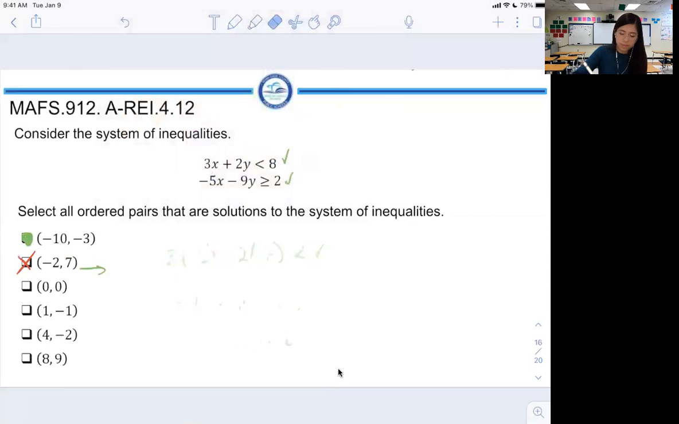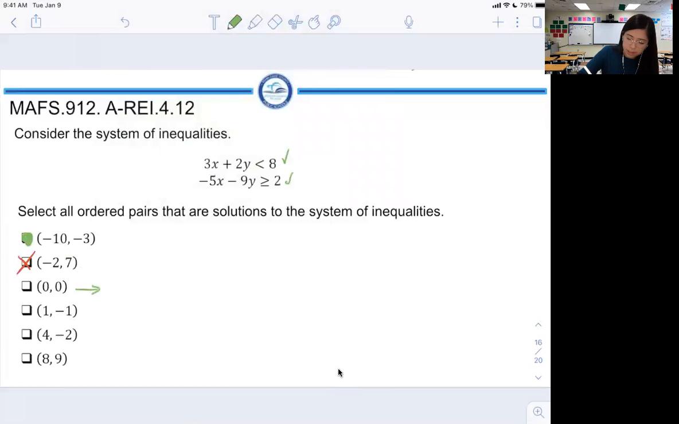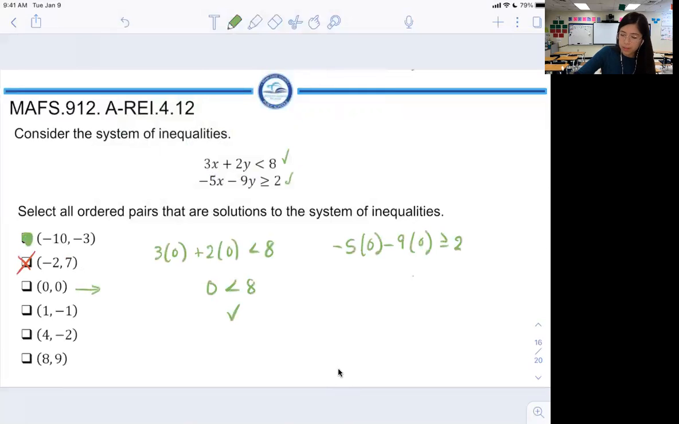Okay, next one. 0, 0. That's easy because I can just plug in zeros. 0 plus 0 is 0. 0 is less than 8. Now I plug it into the bottom equation. Zero minus 0 is 0, but 0 is not greater than or equal to 2. So that one's out.